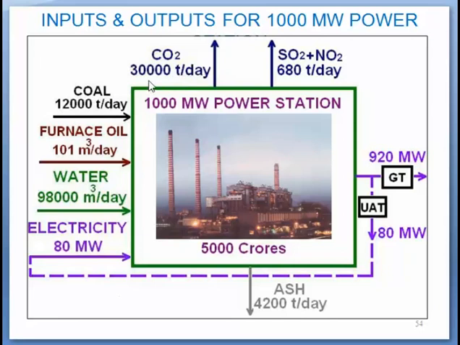Almost 30,000 tons per day of carbon dioxide is emitted, and 680 tons per day of sulfur dioxide and NOx is emitted. In this process, a total of 1000 megawatts of power is generated. Some portion of that power is taken back for running the auxiliaries of the power plant, and the remaining is fed to the grid.